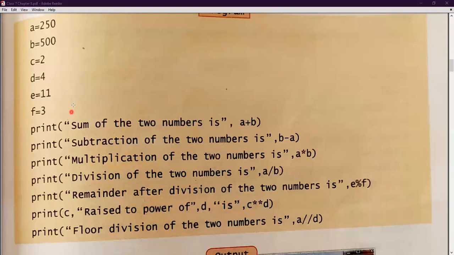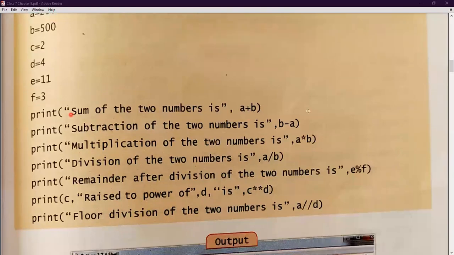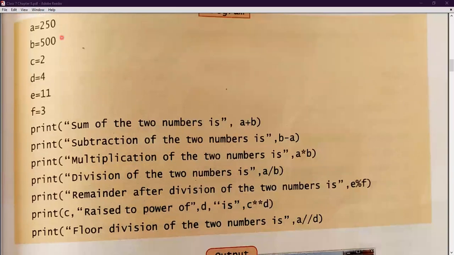Now here what we are doing is we are applying the arithmetic operators. If we are adding A plus B, then what will be your answer? Your answer will be 750. Why 750? Because if you add 250 plus 500, then it will return you 750. And here we are subtracting B minus A. If you subtract 500 minus 250, then it will return you 250.